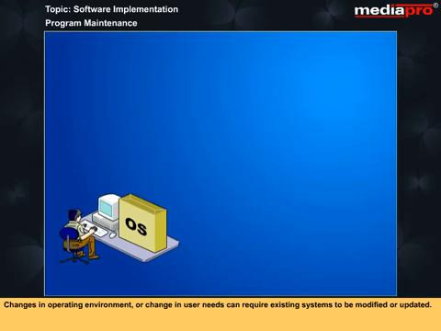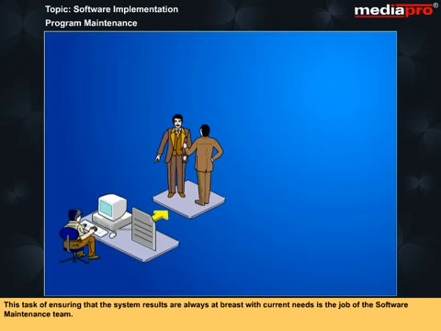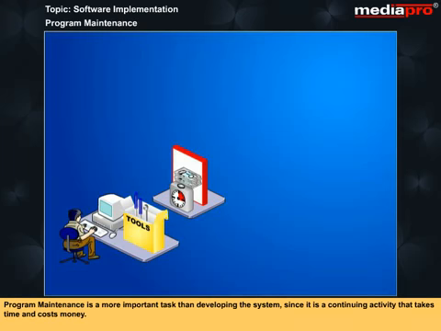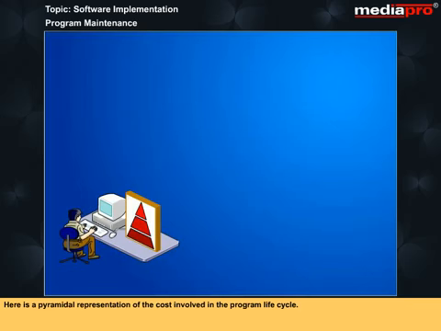Changes in operating environment or change in user needs can require existing systems to be modified or updated. This task of ensuring that the system results are always abreast with current needs is the job of the software maintenance team. Program maintenance is a more important task than developing the system, since it is a continuing activity that takes time and costs money. Here is a pyramidal representation of the cost involved in the program life cycle.